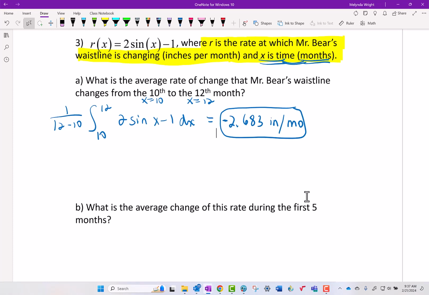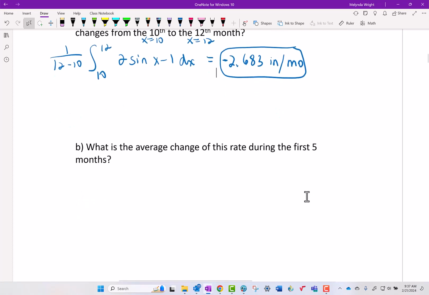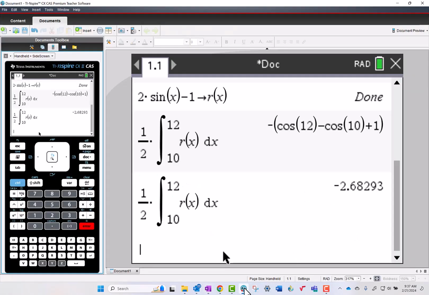So what formula am I going to use? F of b minus F of a, yeah, I'm going to use that formula. Okay, so we've got what's called R. So we've got R of 12 minus R of 10 over 12 minus 10. We're going to go to our calculator. We've got it stored, thankfully.